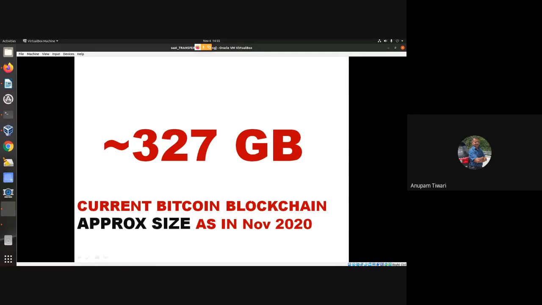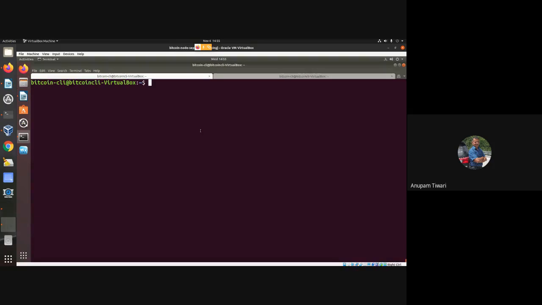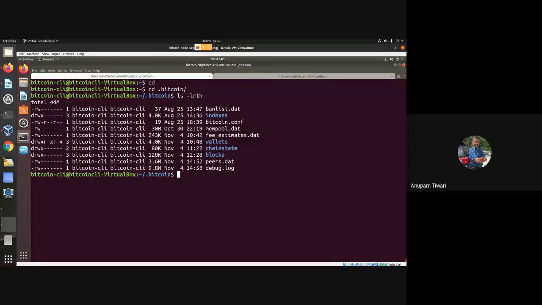As of date, the Bitcoin blockchain size is 327 GB. Now let me take you for a small demonstration. I have this virtual machine and I have the complete Bitcoin blockchain which I have downloaded. This is the folder .bitcoin. This is the basic structure that automatically builds up once you download the blockchain. I have a folder by the name of blocks. First let me show you the size of the blockchain as of date. So it is 328 GB. Blocks is 328 GB. What lies inside?